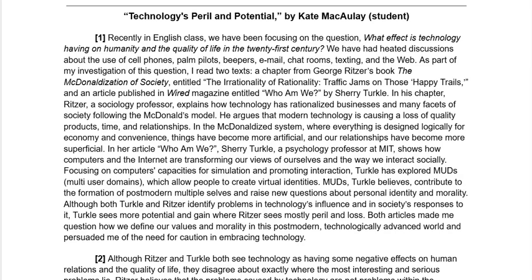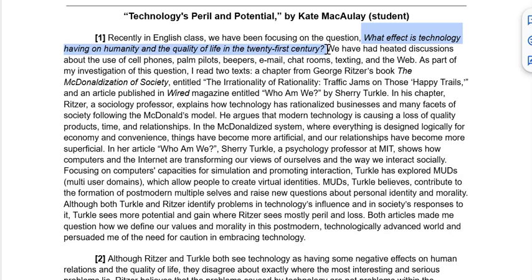First, understanding the purpose of a synthesis essay. A synthesis essay examines multiple sources on a single topic, aiming to create a nuanced and informed position. In this essay, Macaulay investigates the question, what effect is technology having on humanity and the quality of life in the 21st century? Through comparing and contrasting Ritzer's and Turkle's perspectives, Macaulay is able to present a balanced view while forming her own nuanced perspective.